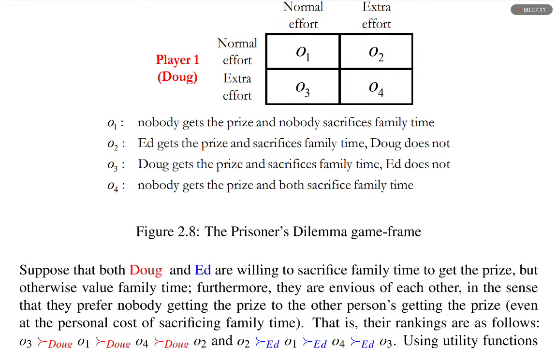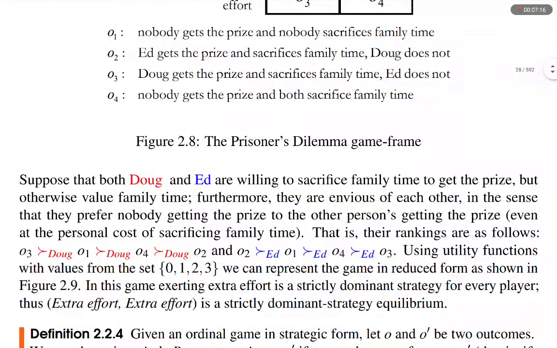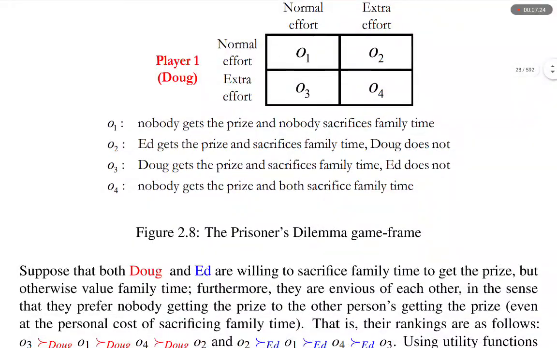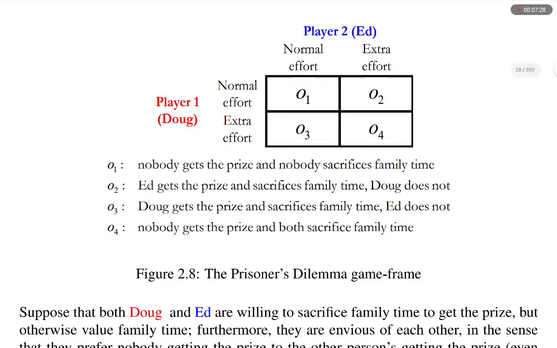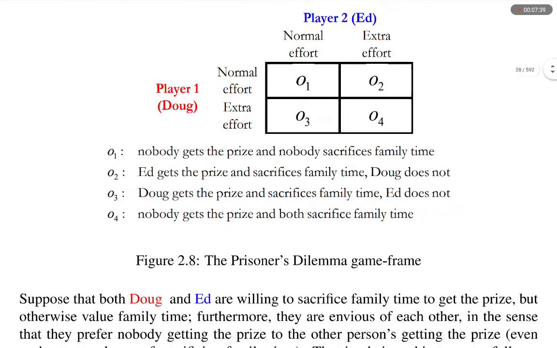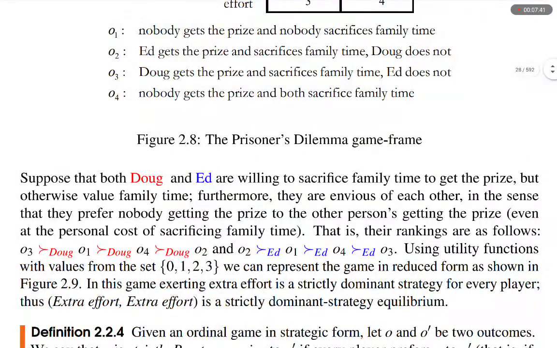01, nobody gets the prize and nobody sacrifices family time. 02, Ed gets the prize and sacrifices family time, Doug does not. 03, Doug gets the prize and sacrifices family time, Ed does not. And 04, nobody gets the prize, both sacrifice family time. Figure 2.8, the Prisoner's Dilemma game frame.